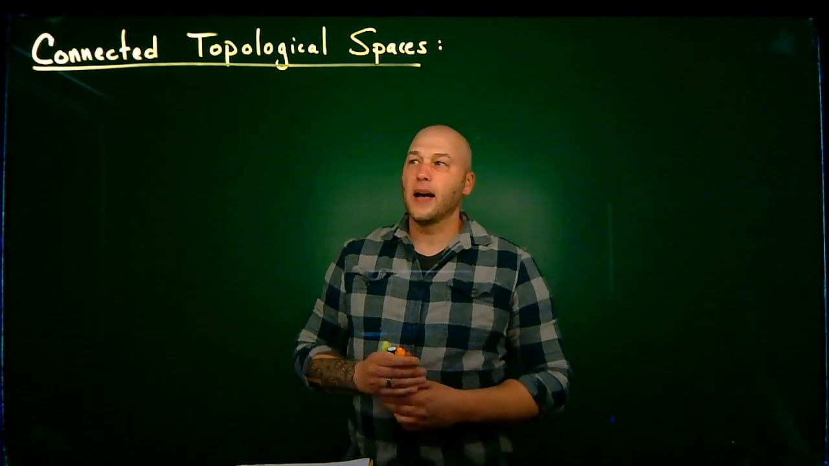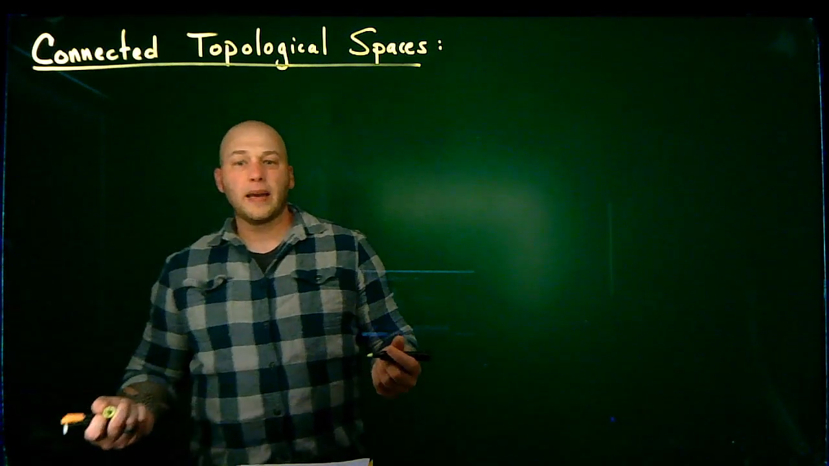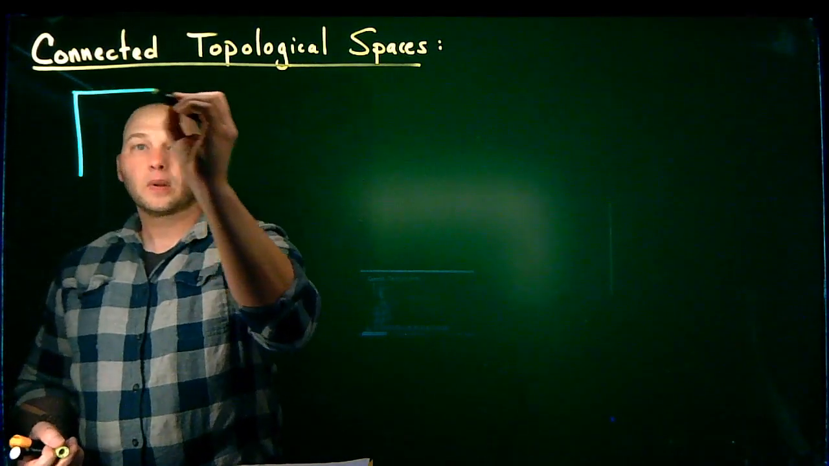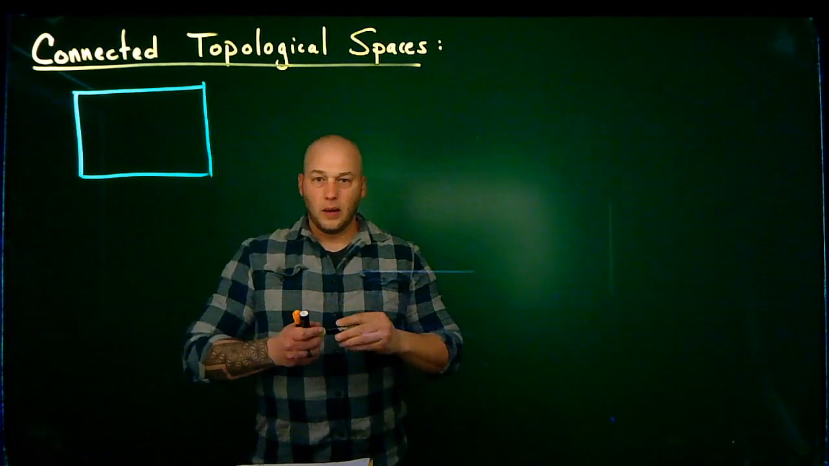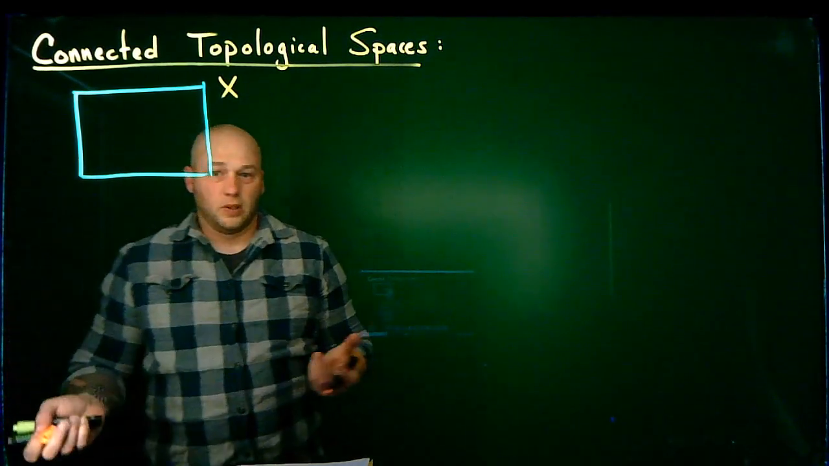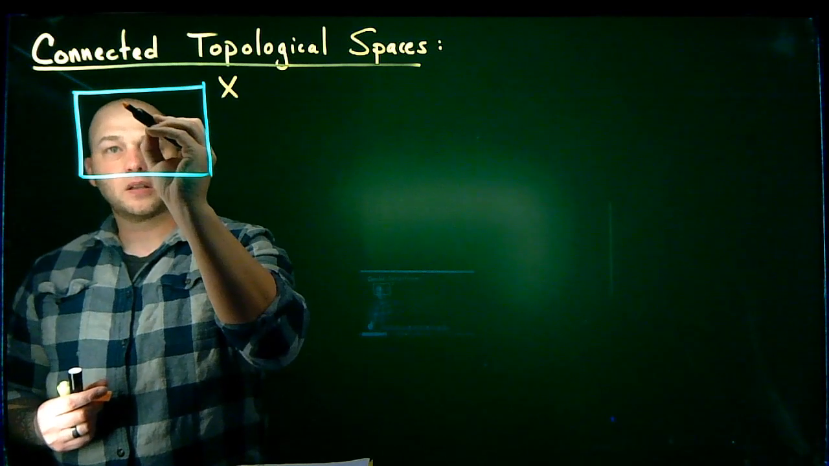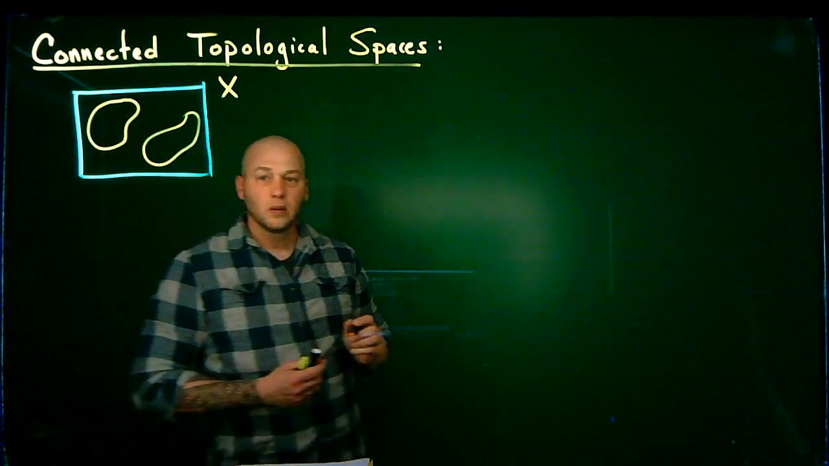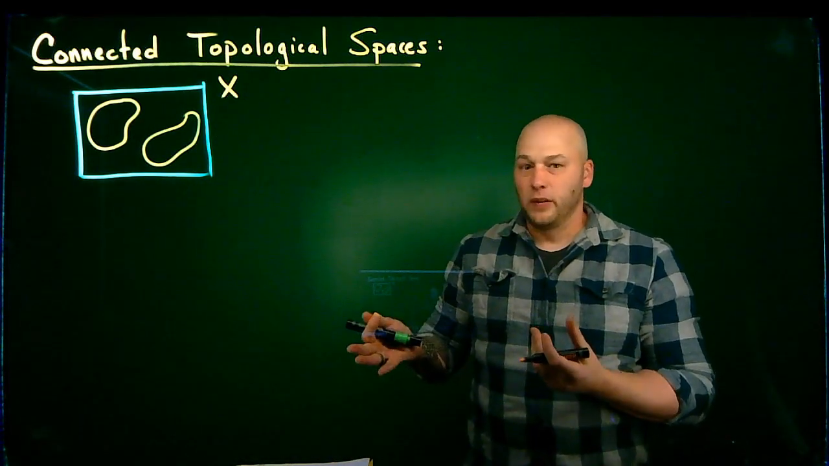I want to take a look at the concept of connected topological spaces. Now, what do I mean by a connected topological space? Well, intuitively, let's say this is within my set X. Maybe it's a subspace, but within this world here, my topological space consists of this piece and this piece. Those two pieces look disjoint, so we intuitively say that's not connected.